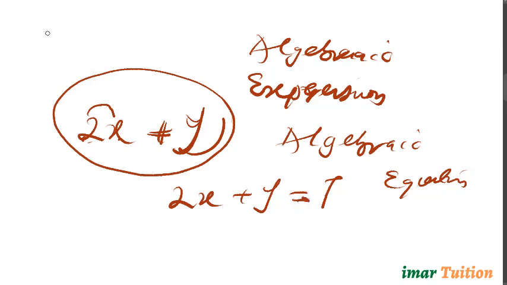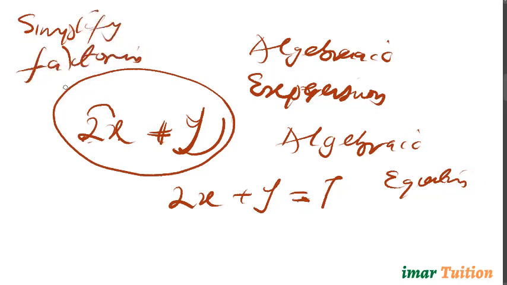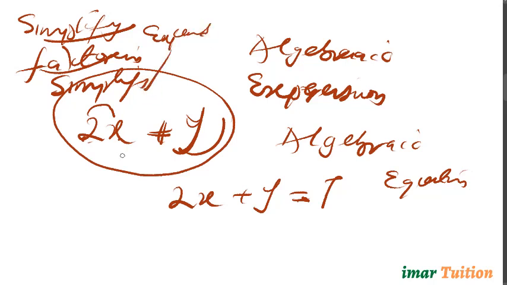For an expression, you can do what? You can simplify an expression. You can factorize an expression. You cannot equate it to another thing. You can at least simplify it, you can factorize it, then you can expand it, maybe a bracket. You can expand an expression.